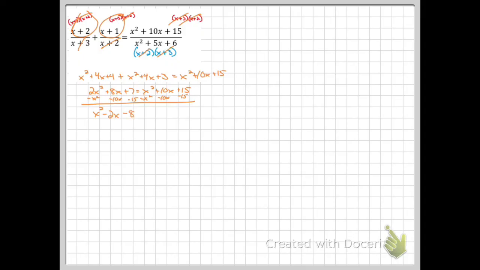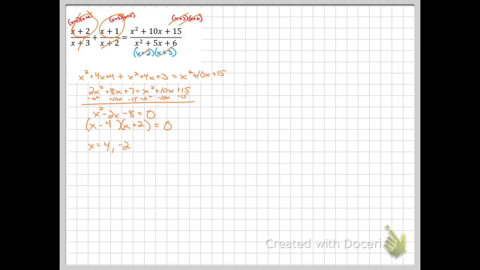What is this? -8. Okay, again, if you haven't yet, pause the video and see if you can finish. Multiplies to be -8, adds to be -2, -4 and +2. Double check me. Zero product property, 4 and -2. And then check it in the equation.